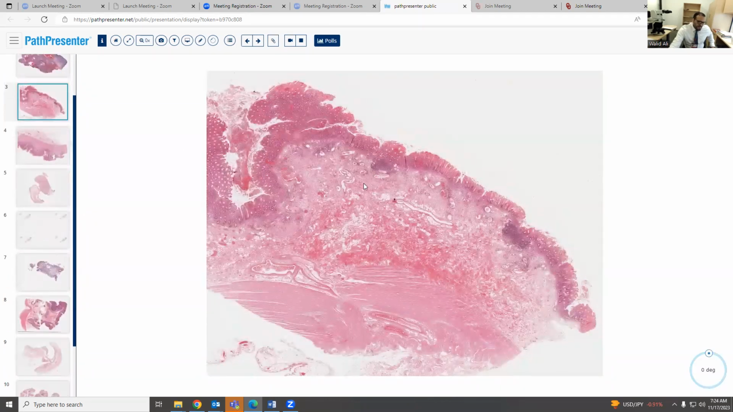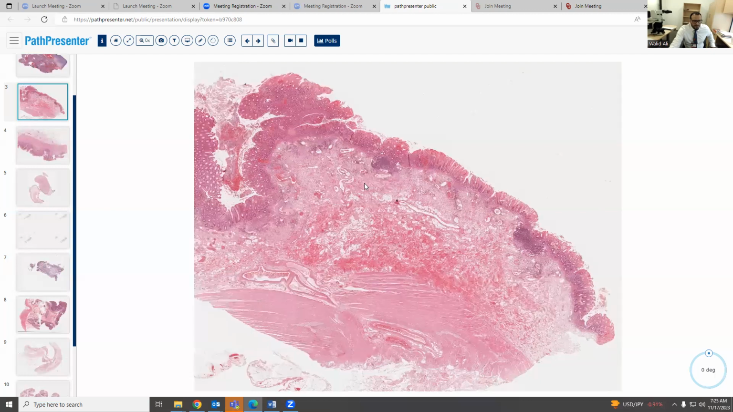So I brought these slides because it's very common in practice and everyone should know about this entity. This is a section of colon. A female came with bloody diarrhea and abdominal pain, and they did resection because she had intolerable pain and very bloody diarrhea.